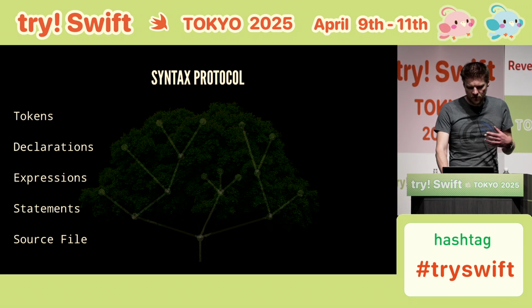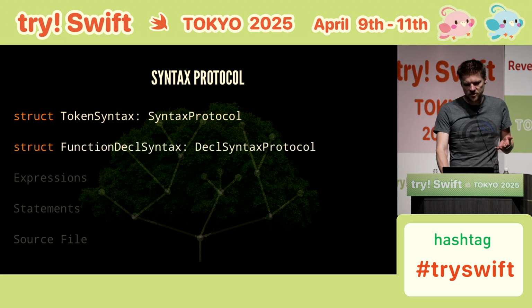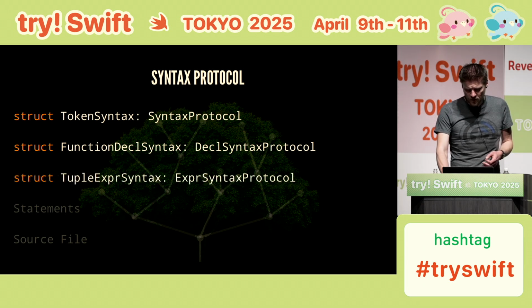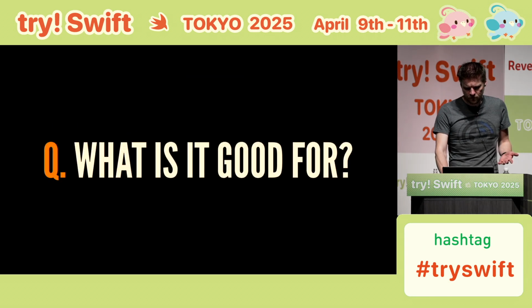All nodes in the Swift syntax tree conform to the Syntax protocol. Every distinct element has its own struct type. Tokens are represented by TokenSyntax. Function declarations are represented by FunctionDeclSyntax. Why do they write out function in full but write decl for declaration? Your guess is as good as mine. And so on, all the way down to SourceFileSyntax.